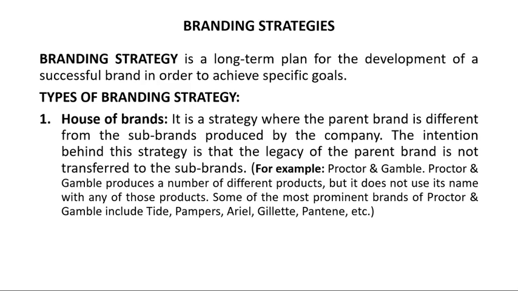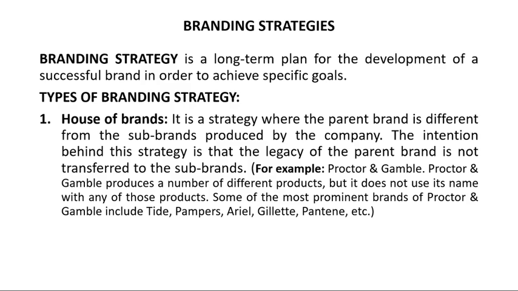First one, house of brands. It is a strategy where the parent brand is different from the sub brands produced by the company. The intention behind this strategy is that the legacy of the parent brand is not transferred to the sub brands. For example, Procter and Gamble produces a number of different products, but it does not use its name with any of those products. Some of the most prominent brands of Procter and Gamble includes Tide, Pampers, Ariel, Gillette, Pantene, etc.